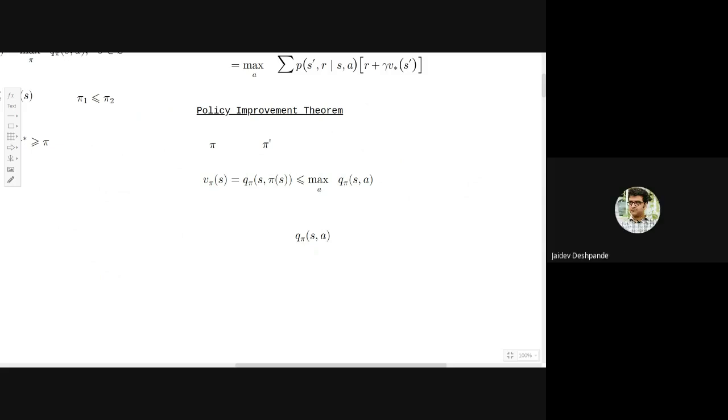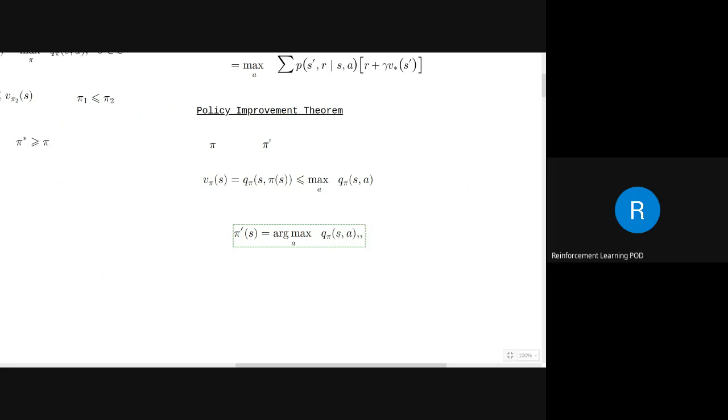S given A overall A. Yes, right? So this will always hold. So now what the theorem claims is that if you set pi prime of S to be not simple max, but an argmax over A of q pi of S comma A, this is your policy.